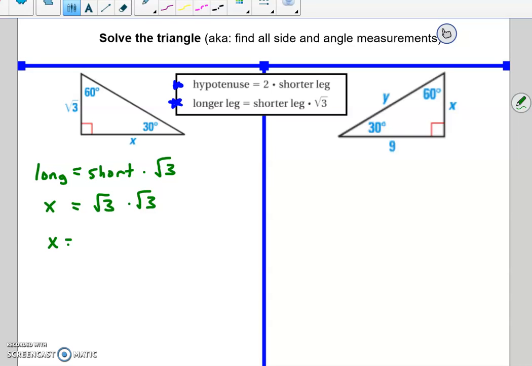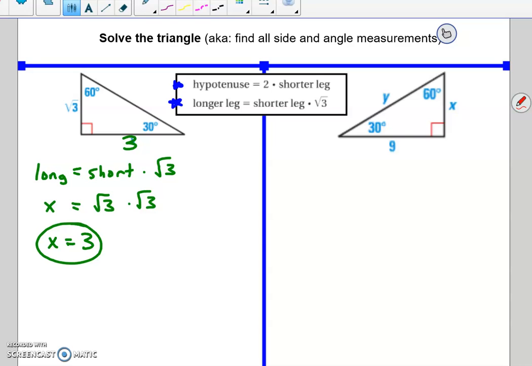Okay, so therefore x must be square root of 3 times square root of 3, which is 3. That's the value that goes right here in place of x. If I wanted to find the hypotenuse, I could. I'm not necessarily looking for that. I didn't have a value up there that I was showing that I had to.